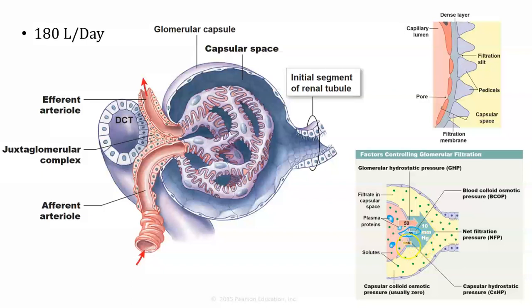And maybe I misspoke here. It's 15 millimeters of mercury for the hydrostatic pressure, 25 millimeters of mercury for the osmotic pressure. And when you balance all of these forces out, you come up with a net filtration pressure of 10. So that's the amount of pressure that is pushing fluid out. And so it gathers into the capsular space, and then it makes its way down the first regions of the proximal convoluted tubule.